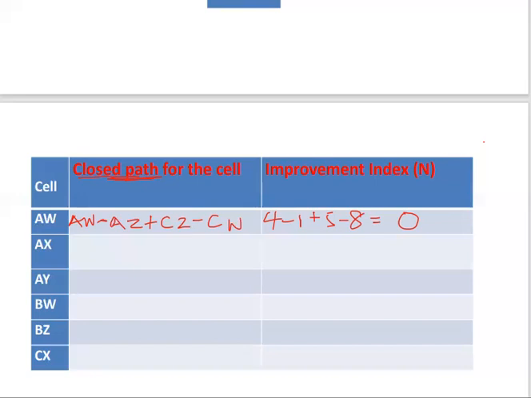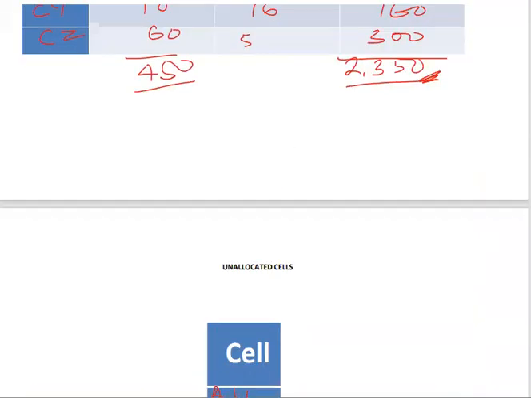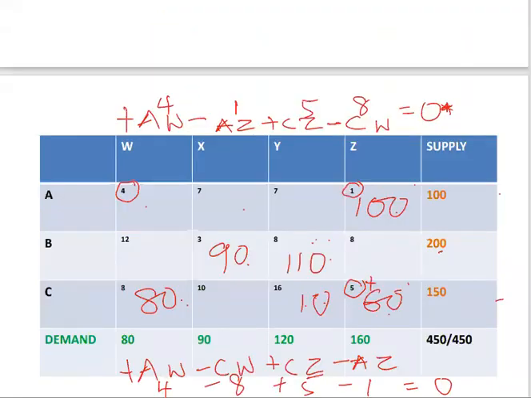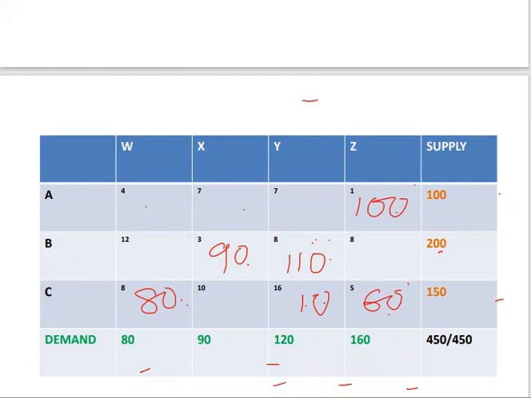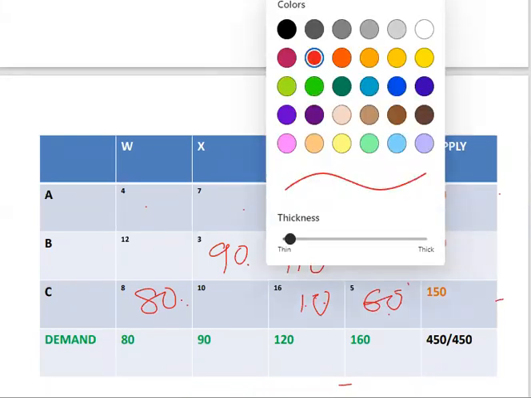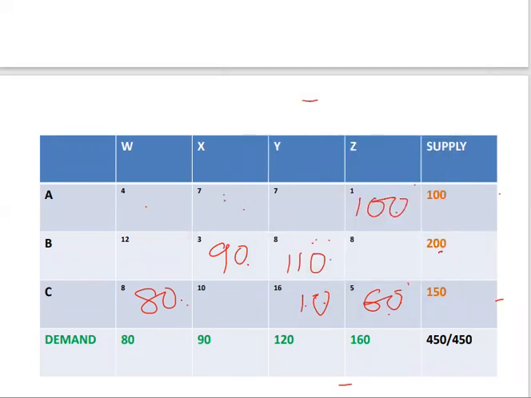Now let's go to AX and see the movement of AX. Let me rub everything again. Please don't change anything about your initial allocation or the allocation we have made earlier. We are still going to make use of them. All right, we are left with AX. How do we move AX? We are moving from here.